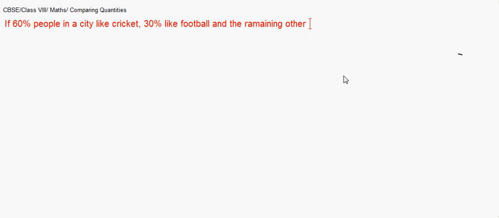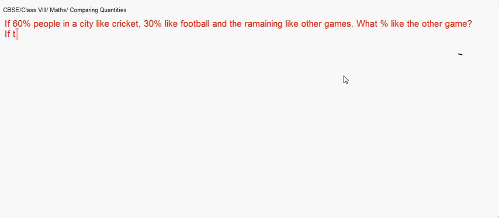It says, if 60% of people in a city like cricket, say 30% like football, and the remaining like other games. Question says, what percentage like the other game? That's a simple one.